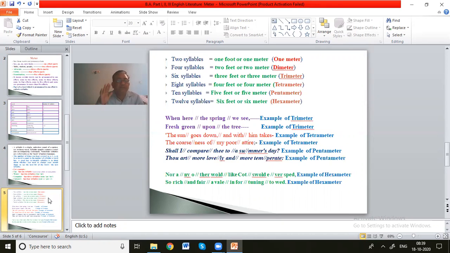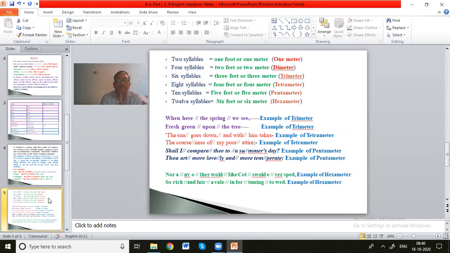For your level, that is the beginning level, we must keep in mind that 2 syllables is equal to 1 foot, or sometimes it is also called 1 meter. Technically we can say monometer. Now 4 syllables, 2 feet or 2 meter, technically called diameter. 6 syllables, 3 feet, 3 meter or trimeter.